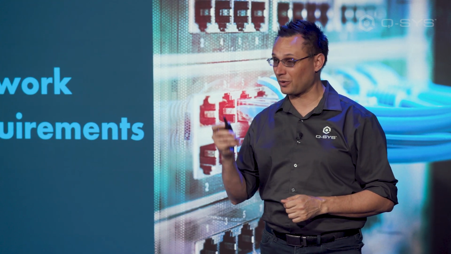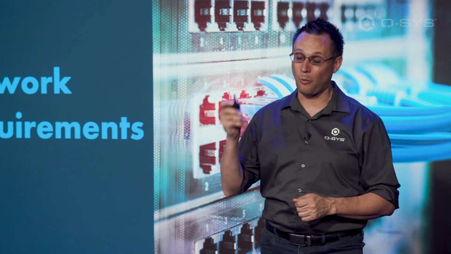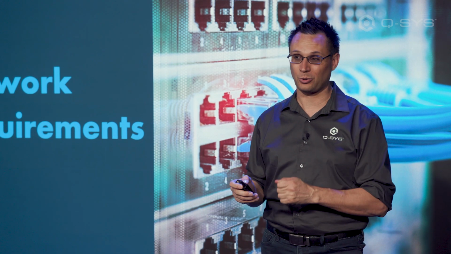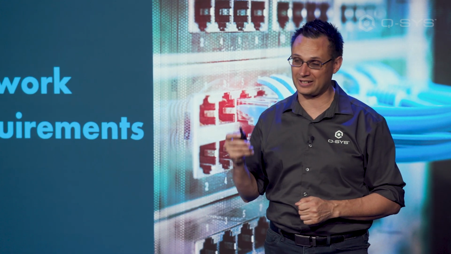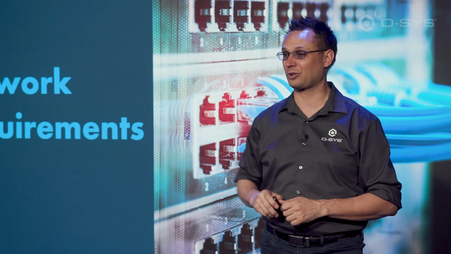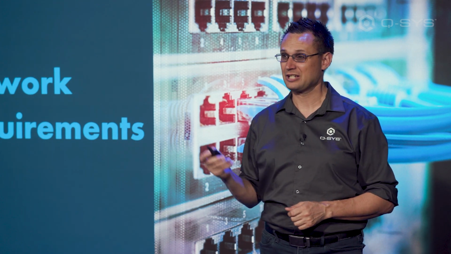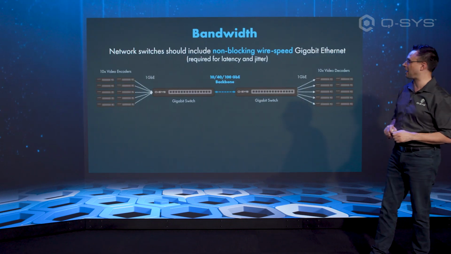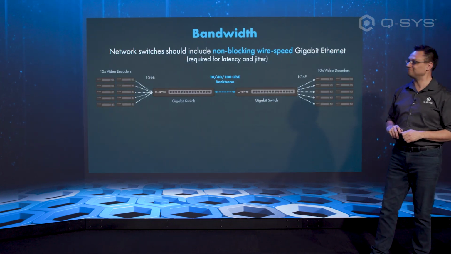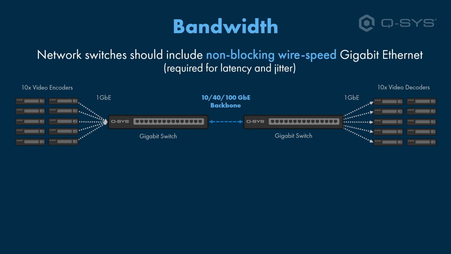So sit down, we're going to talk about networking requirements, what we have to do to make sure that our switches can properly send audio, video, and control traffic across our network. So let's start off by talking about bandwidth. Our networking switches should include non-blocking wire speed gigabit Ethernet. Well, what on earth does that mean?